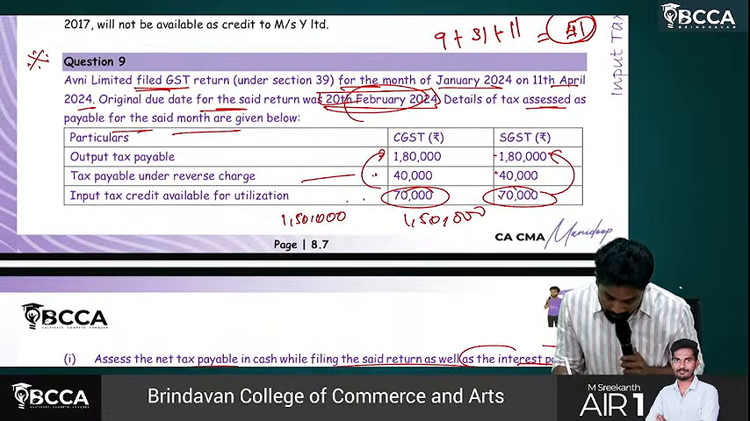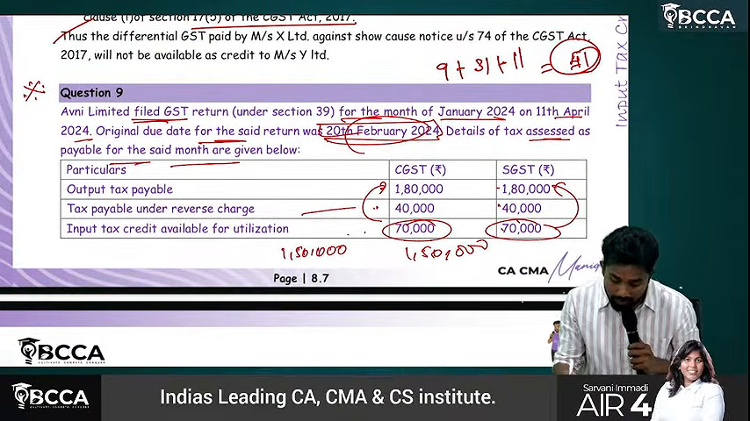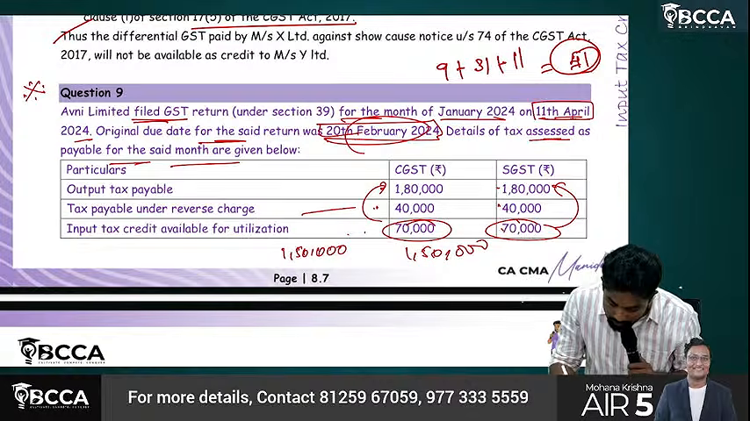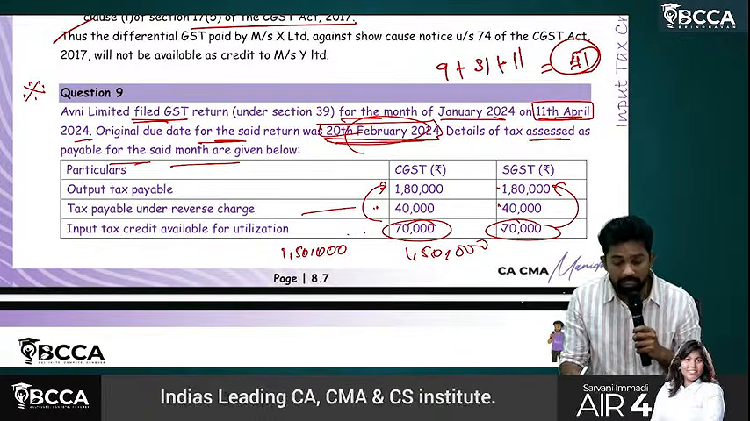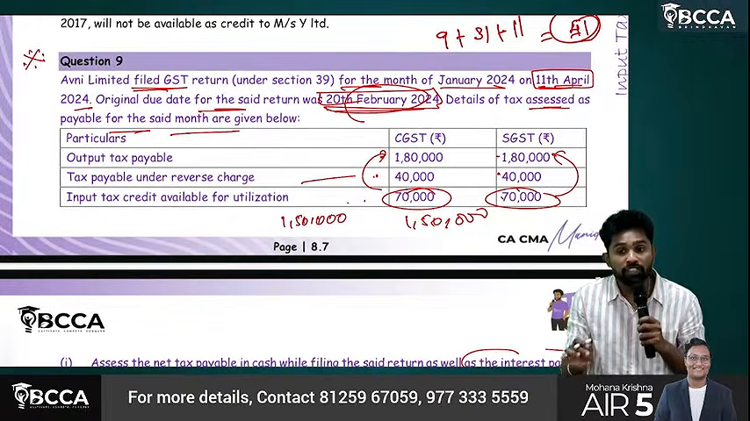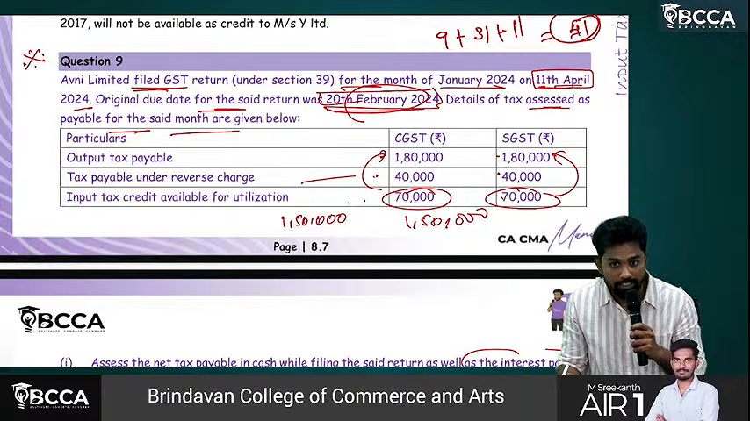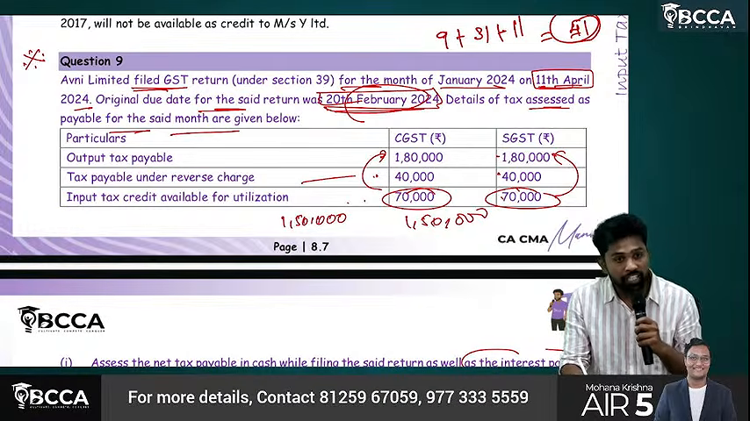But when they remitted, sir, did they mention the date? Okay, they remitted on 11th April. But actually it has to be remitted when? 20th February. So how many days delay is there, sir? Sir, 2024 is a leap year. So in February, how many days will be there, sir? 29. So the due date is 20.